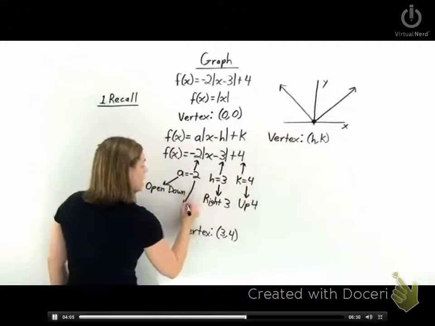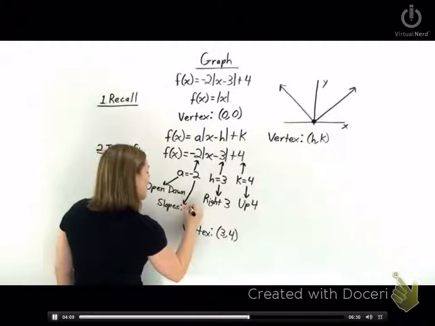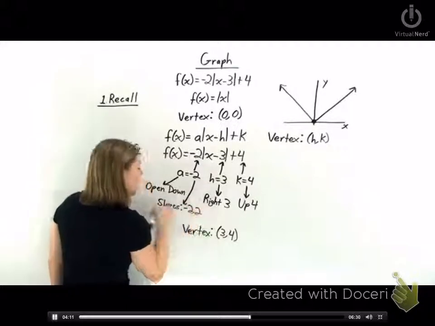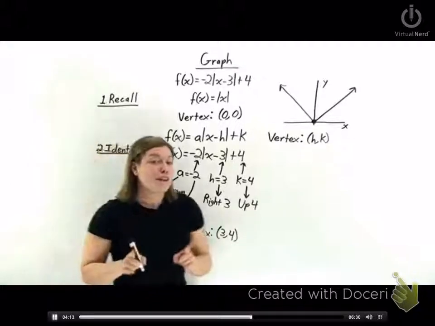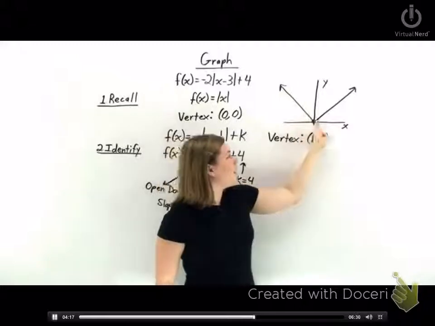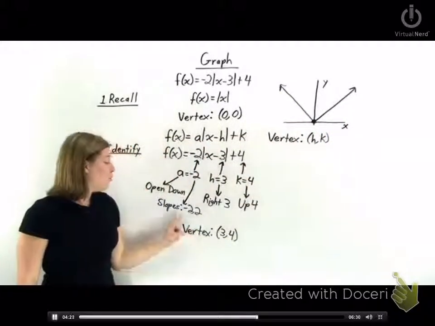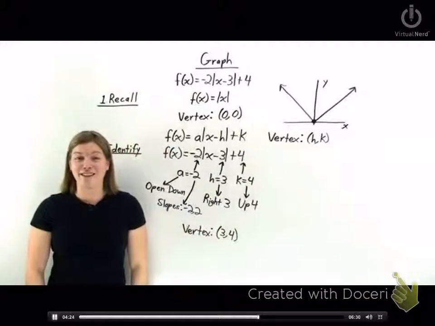And since A is negative 2, that means the slopes of the lines involved will be negative 2 and 2. Notice, in our parent function graph, the slope of this line is negative 1, and the slope of this line is positive 1. So our new slopes will be negative 2 and positive 2.